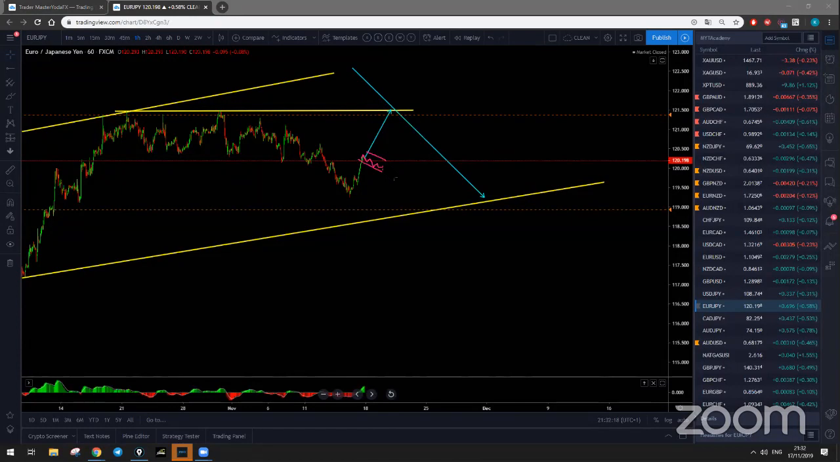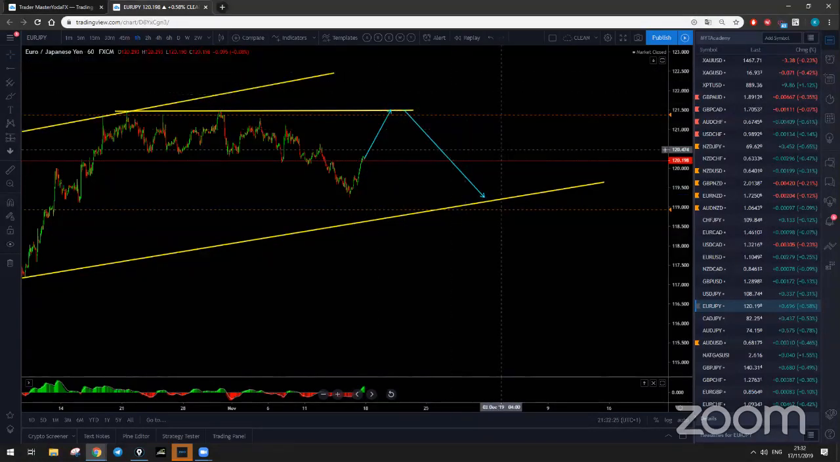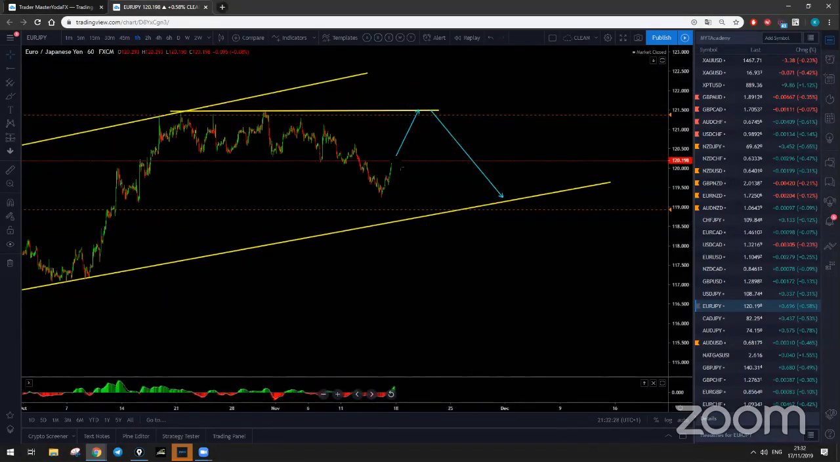Then you can take it to the upside, take off your profit around the previous top, and then watch for the sell again. Okay, so this is the trade which you can watch. Wait for the correction.